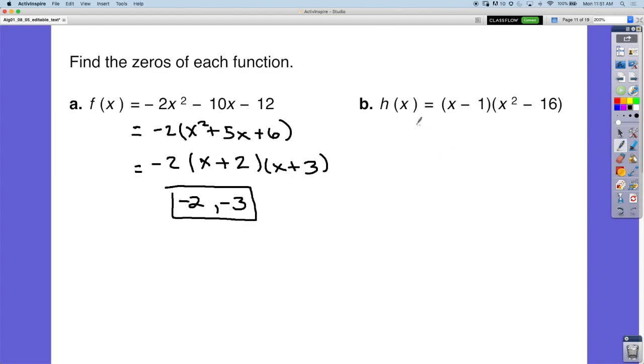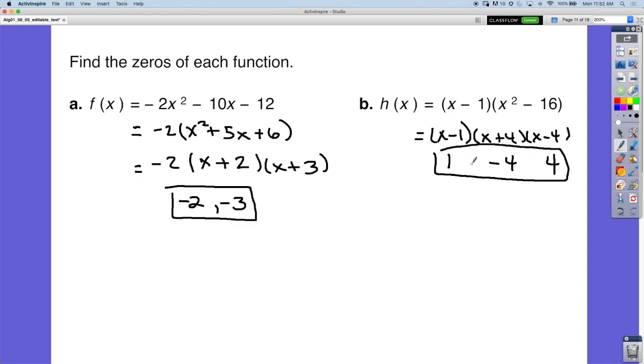Okay, let's do this one. Is this fully factored? No. Is this part fully factored? Yes, so bring it down. What does this factor to? Difference of squares, so it is x plus 4, x minus 4. What are my zeros? 1, negative 4, and 4. There's 3 of them. It's a cubic.